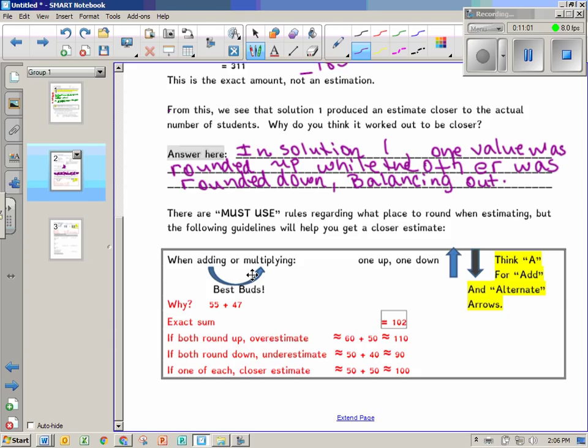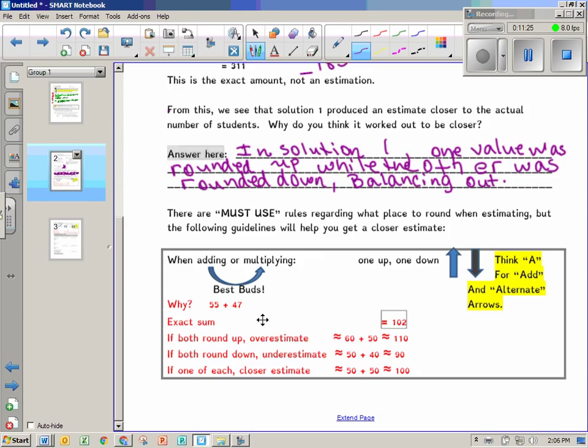When you're adding or multiplying, if you round one of the values up and the other one down, you'll get a better estimate. To help remember that, I put think A for add. And you need alternate arrows. So like one up and one down. And it doesn't really matter which is which, but think A for add and the word alternate.